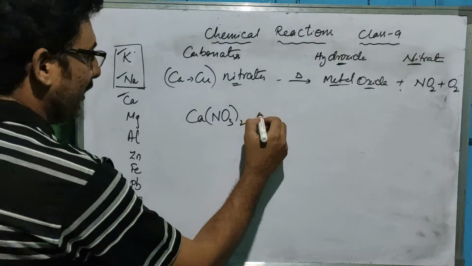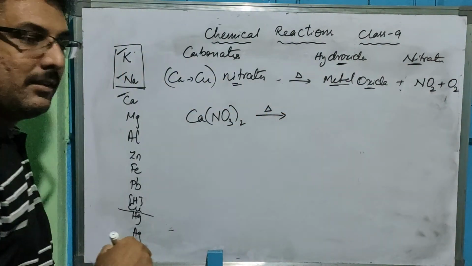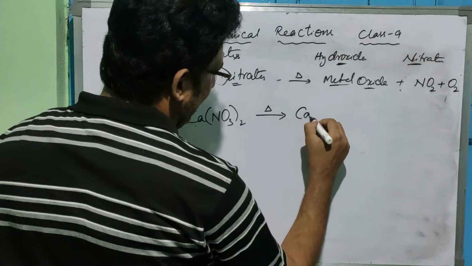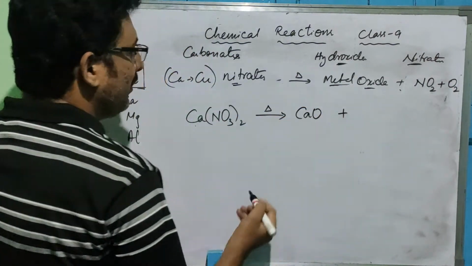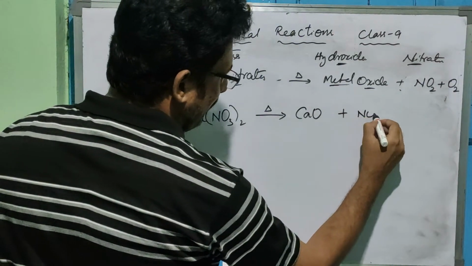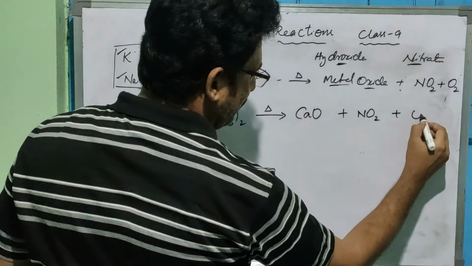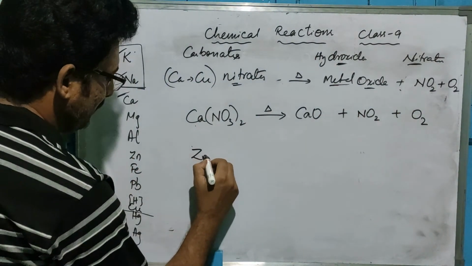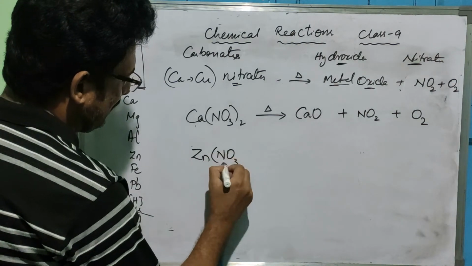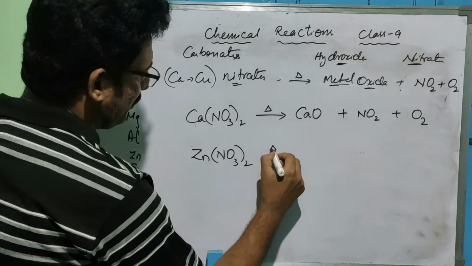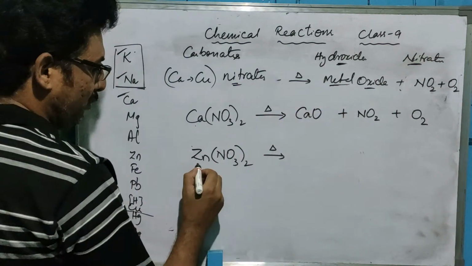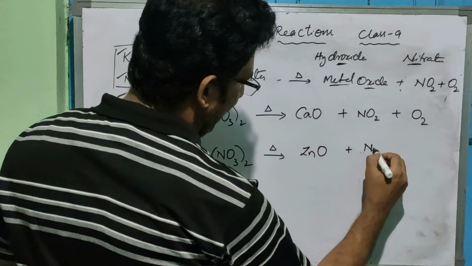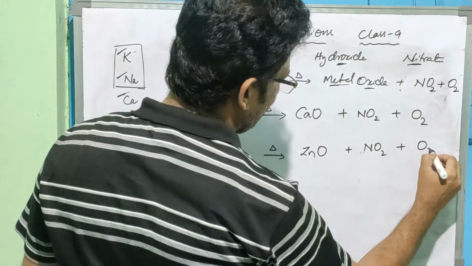Now on heating this calcium nitrate, metal oxide, what is the metal? Calcium. So you will get calcium oxide plus nitrogen dioxide plus oxygen. These are the products you got. Now take any other metal, like zinc nitrate, Zn(NO3)2. On heating, what will you get? Metal oxide. What is the metal here? Zinc is the metal. So zinc oxide plus NO2 plus O2.